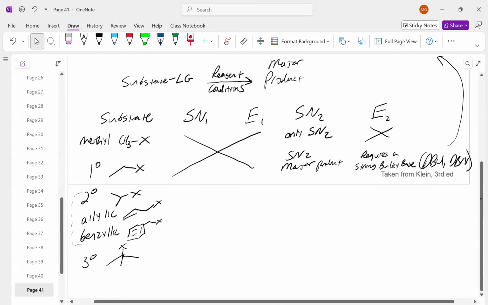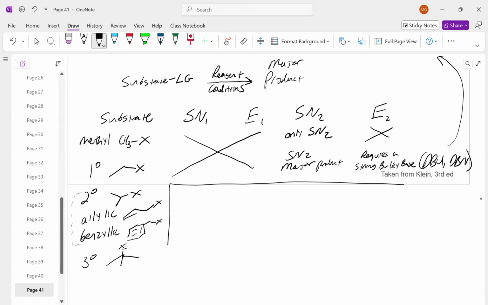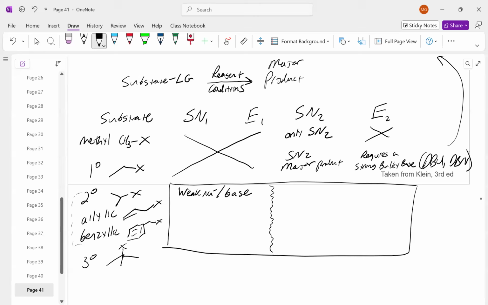All right, so let's bridge all of this together. Secondary and these allylic and benzylic is really a gray area and kind of the most difficult thing. So I'm going to split this up here because there's a noticeable difference between the quality of the reagent when doing SN1 and E1 or SN2 and E2. Remember that SN1 and E1 require weak nucleophiles for SN1 or weak bases for E1.